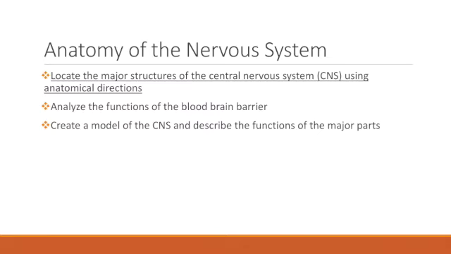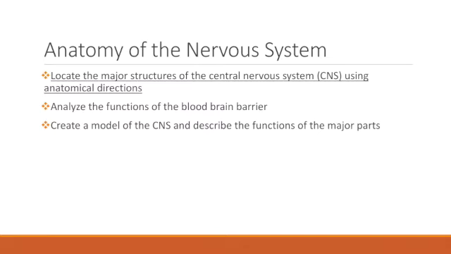If you have not, please remember we'll be using some of these same terms for anatomical directions throughout the course, so it will be helpful for you to know these terms for later on. Second, we're going to analyze the functions of the blood-brain barrier, looking at how it protects the brain from a variety of physical injuries, chemical injuries, and even infections.